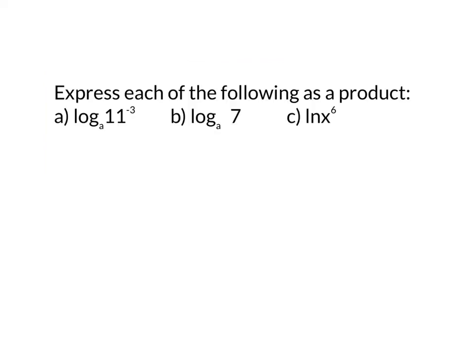This one says express each of the following as a product. The first one, because the exponent is -3, the -3 goes in the front of the log, and you multiply the log by the exponent. The second one was supposed to be a square root of 7, but let's make it a fourth root, to make it more interesting. A fourth root is the same thing as 7 to the 1/4 power, which means 1/4 is the exponent, so it goes in the front of the log.